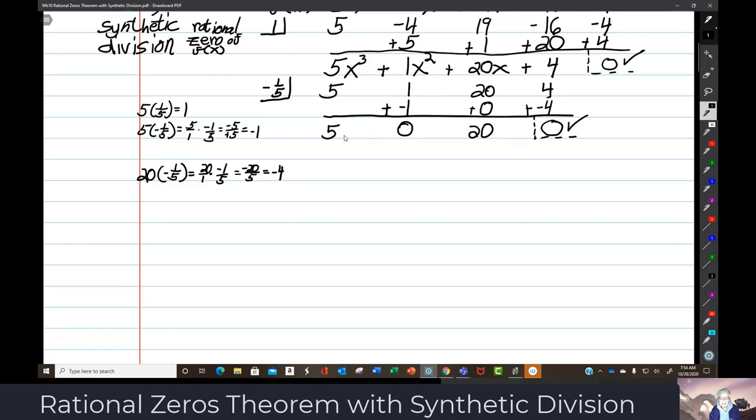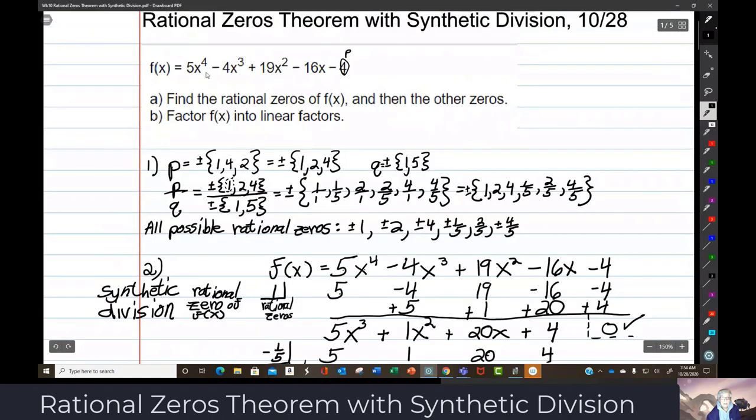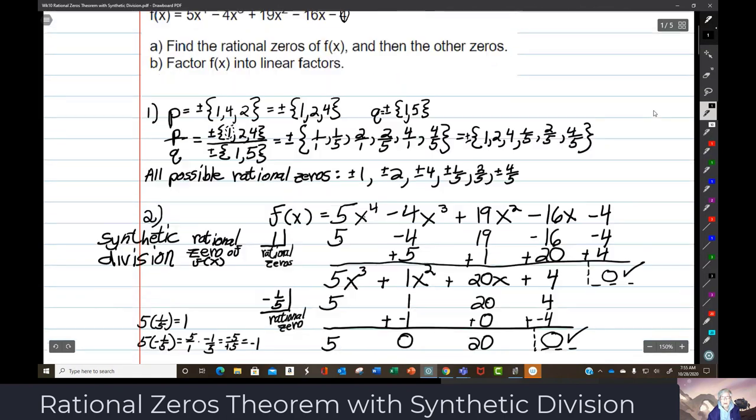All right, now this, the quotient. Now first, this is a rational zero. And this is a rational zero. So we now have two rational zeros. Of 5x to the 4th minus 4x to the 3rd plus 19x squared minus 16x minus 4, find the rational zeros. We now have two rational zeros. I don't want to lose track of them. So I'll write them here, 1 and negative 1/5.